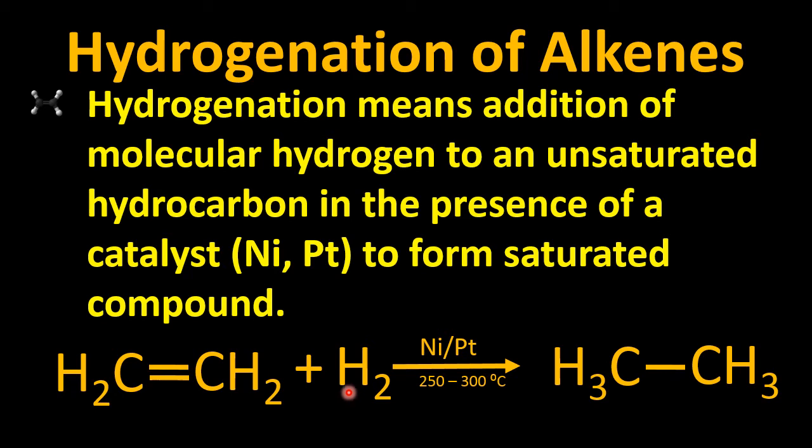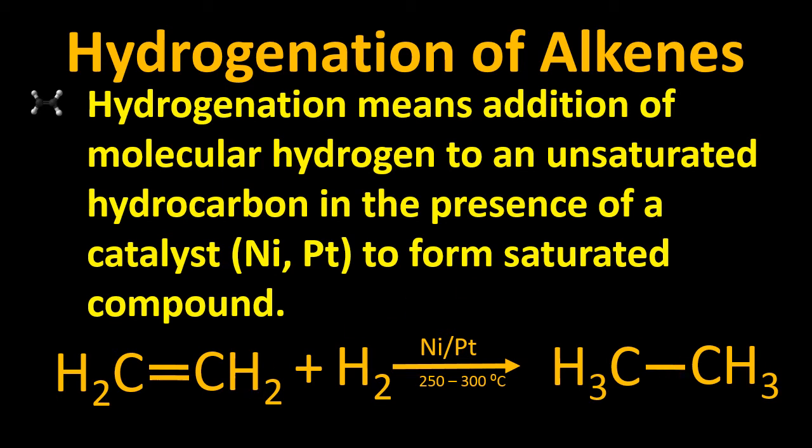So definitely hydrogens have their own free electrons. One of the hydrogens will form a bond with one of the carbons, and the second hydrogen atom will form a bond with the second carbon atom, in the presence of nickel and platinum at a temperature of 250 to 300 Celsius, and we will get alkane. From alkene we get alkane. The unsaturated compound is changing into a saturated compound.